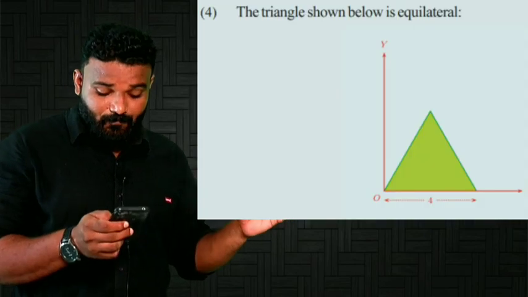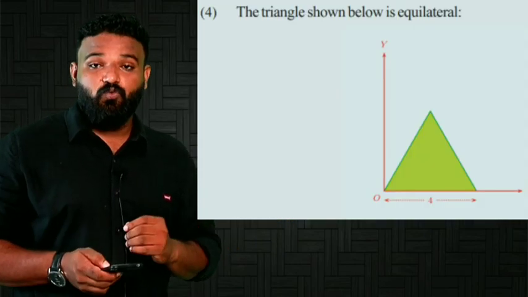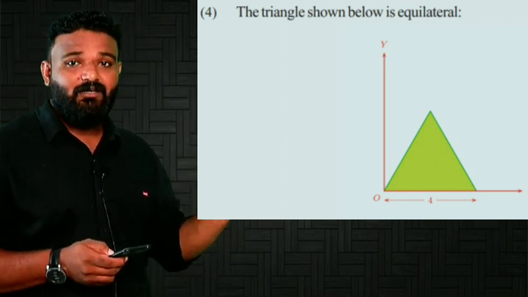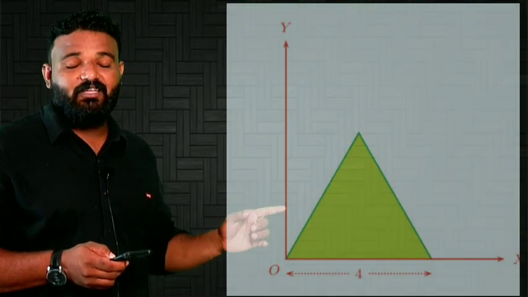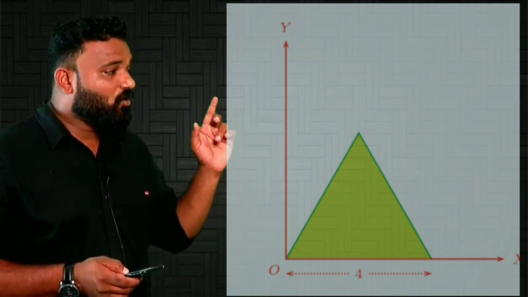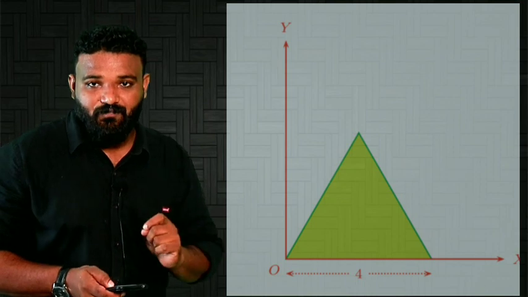So the first question, you can see here: the triangle shown below is equilateral. Find the coordinates of its vertices. Listen carefully. You can see a triangle here. What is the speciality of that triangle, student? That is an equilateral triangle, and we have to find out the coordinates of its three vertices.